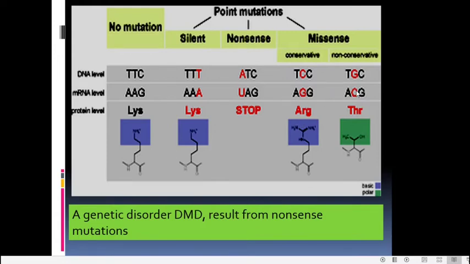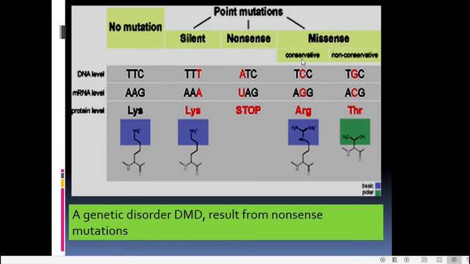Then another example is where this T has been substituted by G, and the mRNA transcript will be ACG instead of AAG, and the amino acid incorporated will be threonine instead of lysine. So these two are examples of missense mutations, where the amino acid lysine has been replaced either by arginine or threonine. But what is the difference between these two? The first one is called conservative, and the second one is called non-conservative.